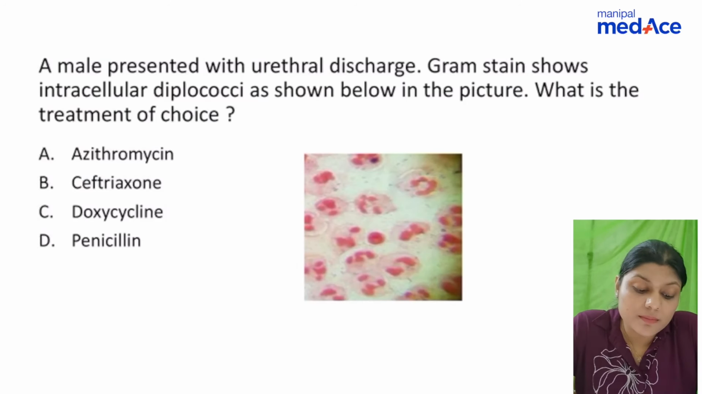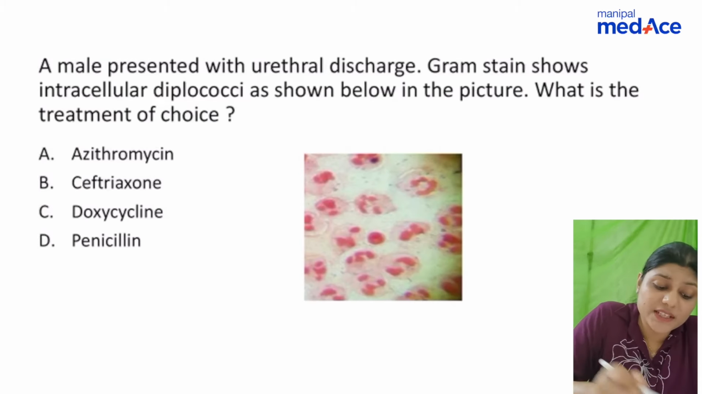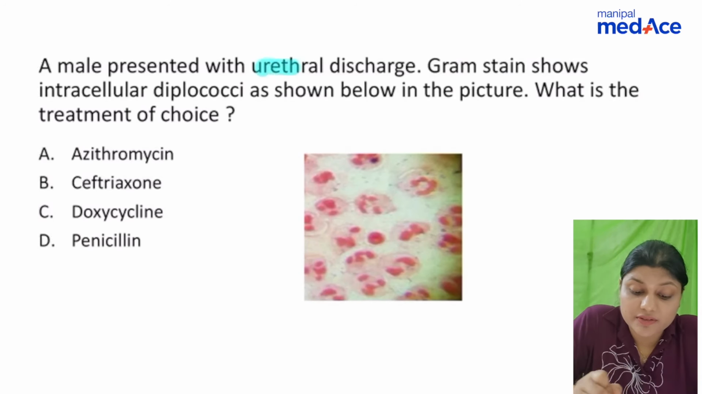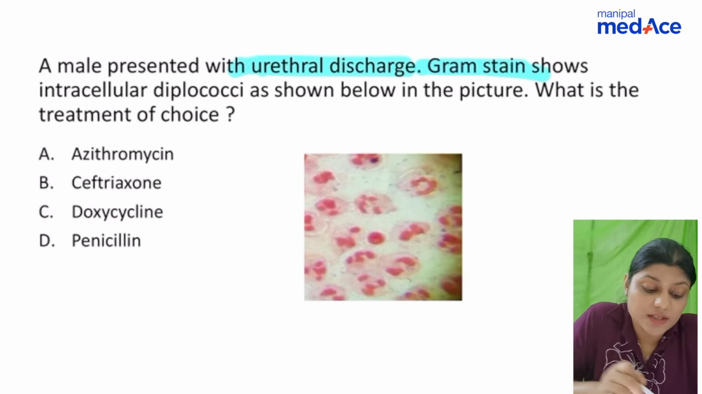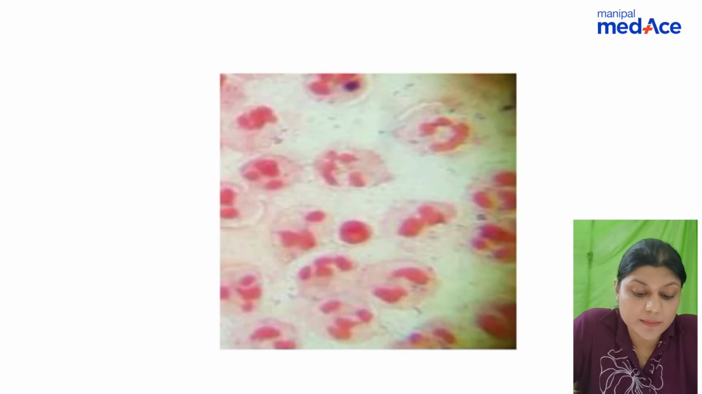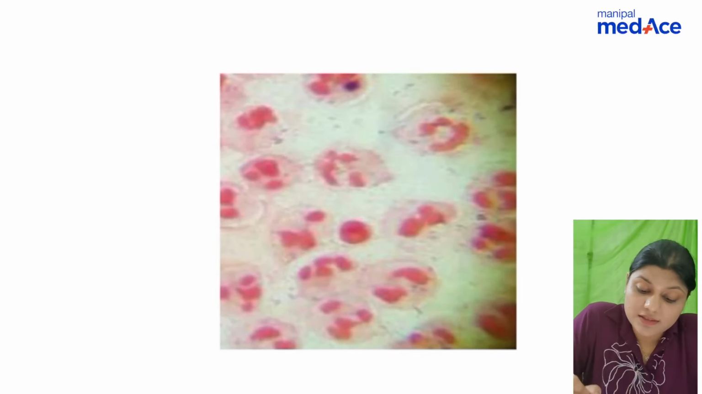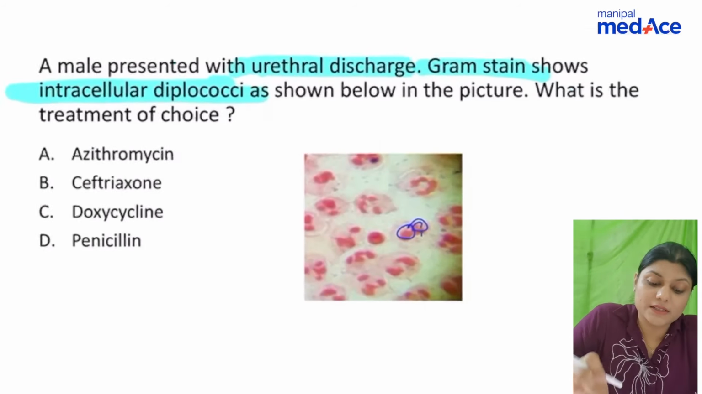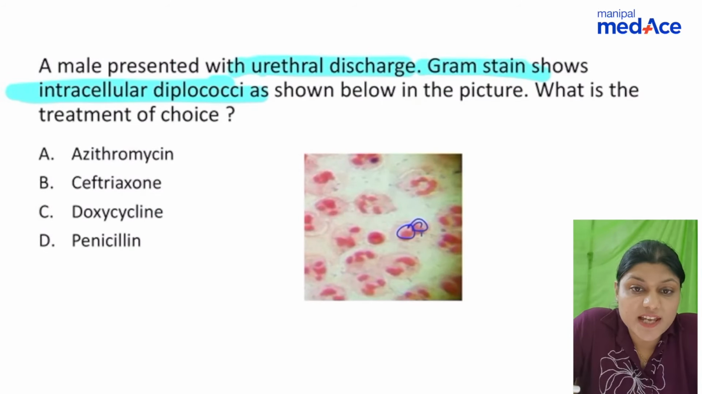The next question: a male presented with urethral discharge, gram stain shows intracellular diplococci as shown below in the picture. What is the treatment of choice? Azithromycin, ceftriaxone, doxycycline or penicillin? So the keywords here are the patient has urethral discharge and the gram stain shows intracellular diplococci. As you can see in the gram stain also, there is presence of gram negative diplococci within the cells, right? So indicating that the patient has gonorrhea, gonococcal urethral discharge.